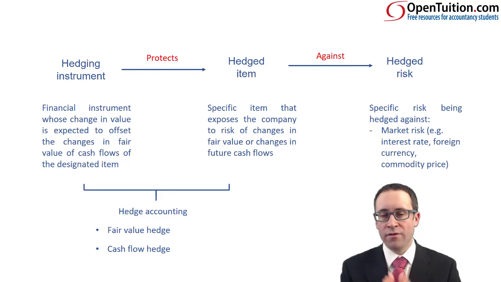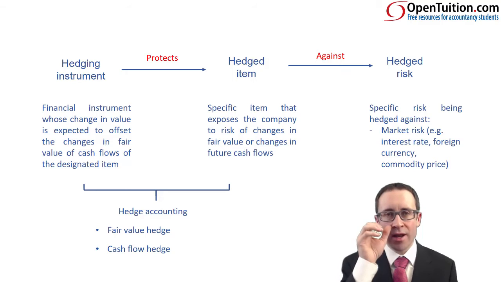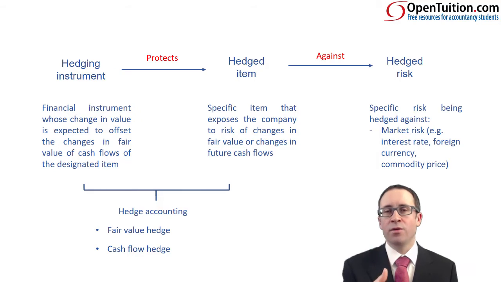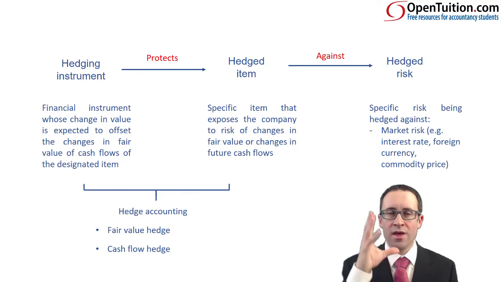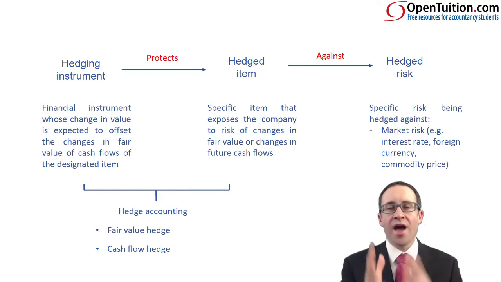Because what you've got, the first bit there in the middle, isn't it? We have a hedged item. It's the specific item within the financial statement that you are looking to protect the value of, whether that's its fair value, the value of your shares, the value of your debt at market value, or any changes in future cash flows. They will give rise to variability. If they give rise to variability, they give rise to risk. That hedged item needs to be protected, doesn't it?